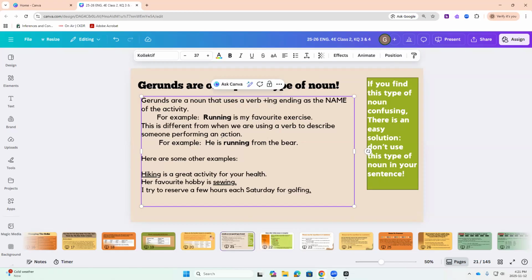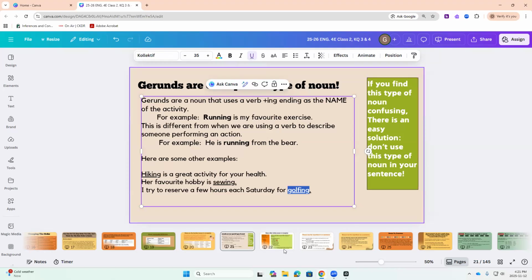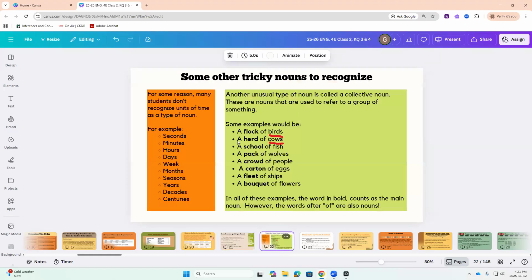Here are some other examples where we're using gerunds. Hiking is a great activity for your health. Her favorite hobby is sewing. I try to reserve a few hours each Saturday for golfing. Okay, so normally when you see the ing, it tends to be a verb, but in these special cases, it's being used as a name instead. And so in that case, it's being used as a noun. Now, you can completely ignore this for this assignment. I just wanted to make sure you had that just in case.